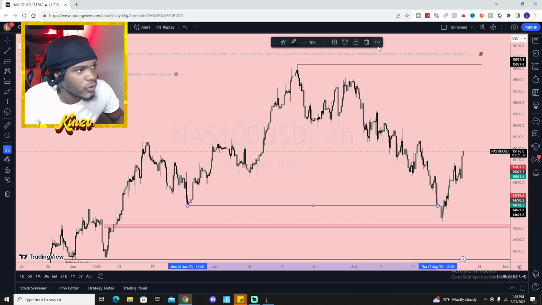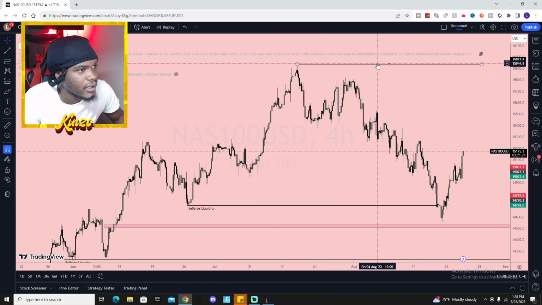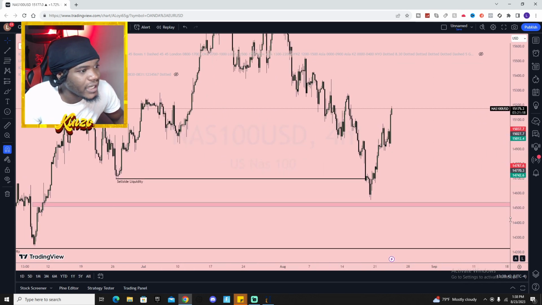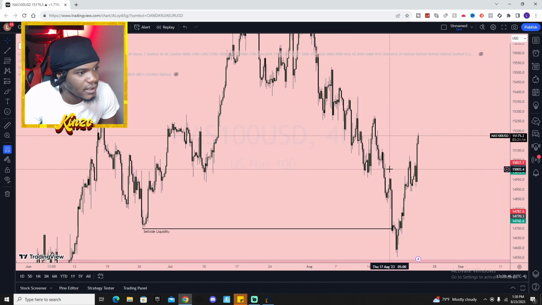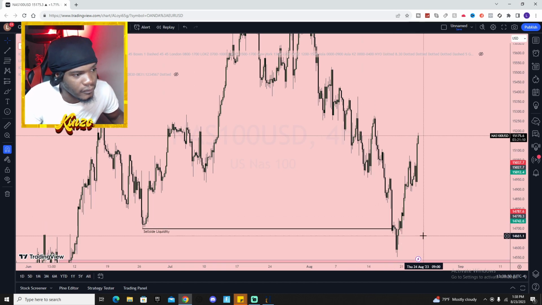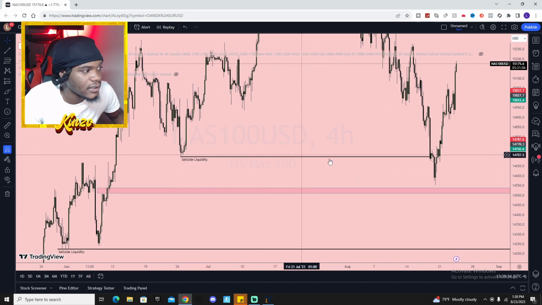Now I'm gonna label it so y'all can see and to make it easier for y'all. So that's the sell side liquidity. Up here we got our buy side liquidity. Before we even look to get into a trade, if the market is like this, bro, I'm not even touching the trade until it comes down here, right? Because I know that below here is where the stops are. The liquidity is right here.